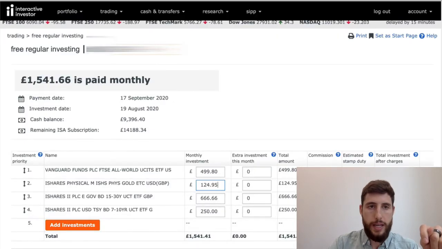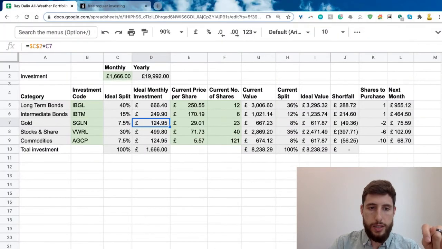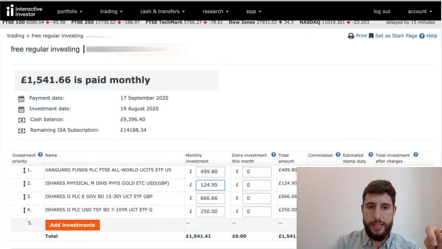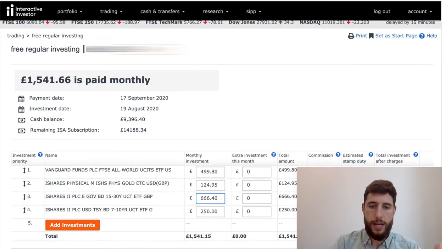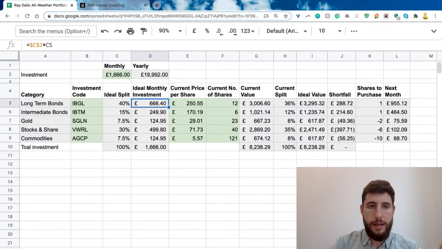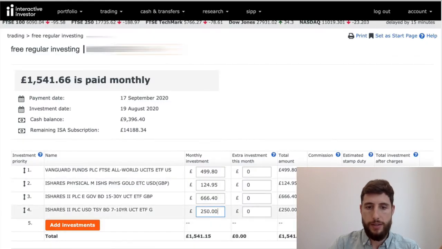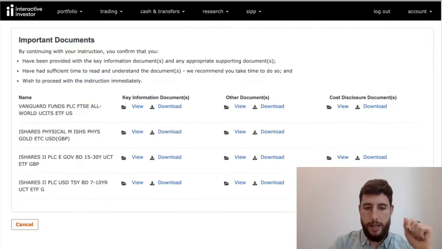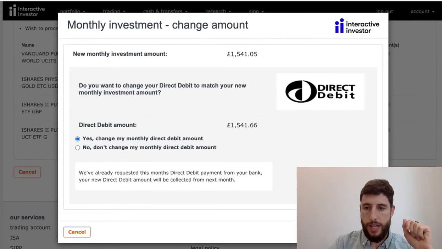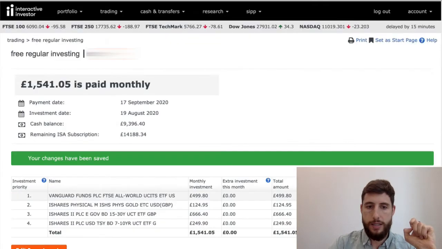Next one is long-term bonds, £666.40. Can make that slightly more accurate. And then lastly, medium-term bonds, which are £249.90. Okay, you'd put in whatever yours are, depending. So we can just say save changes. We're going to come back to this. Don't worry, guys. I'll explain that a little bit more.